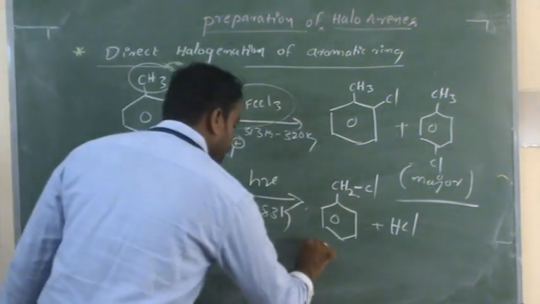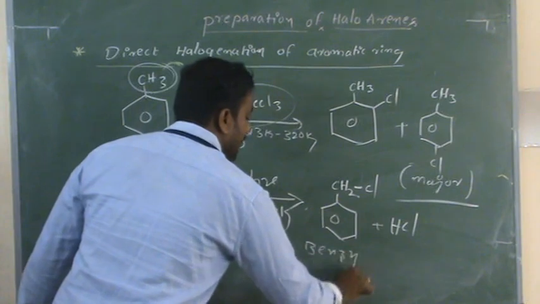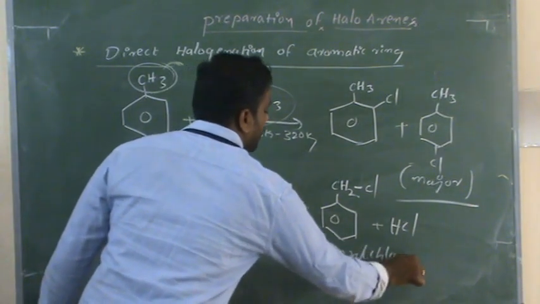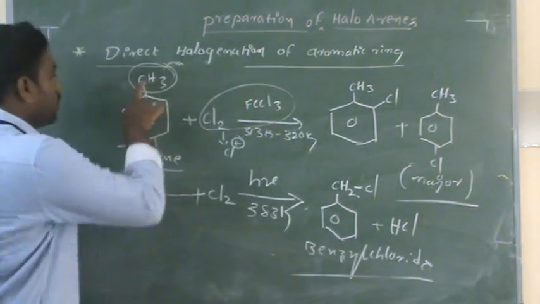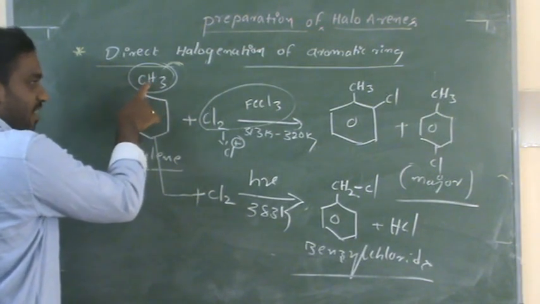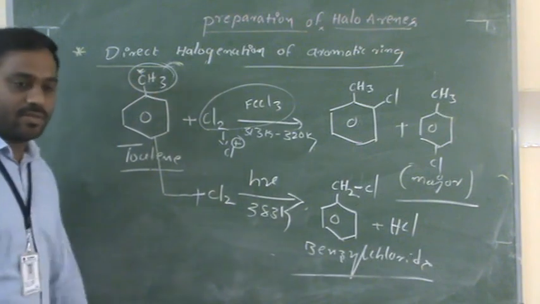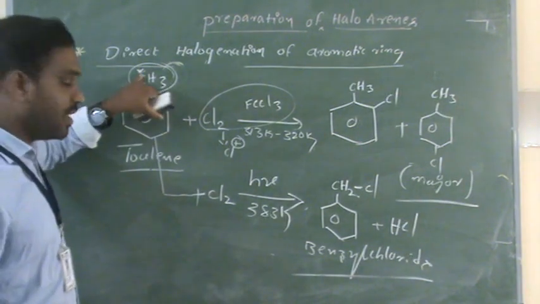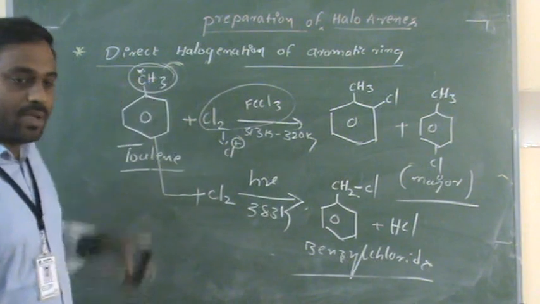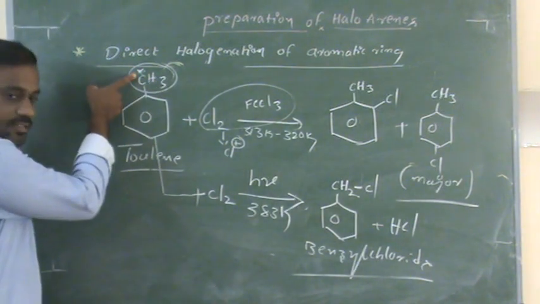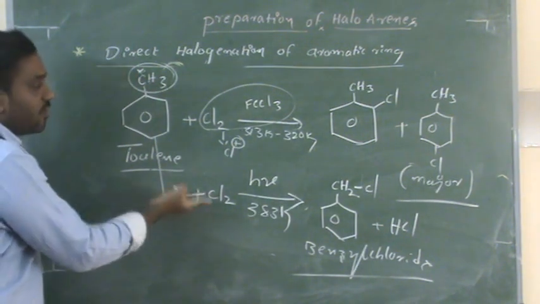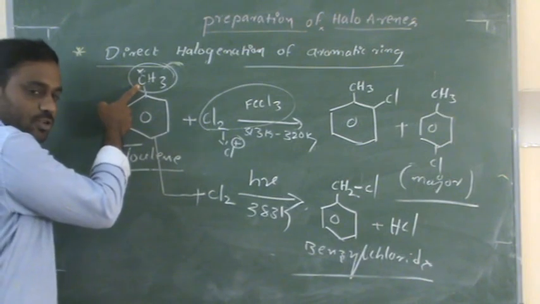This I can call as benzyl chloride. This position I can call as a side chain, and this carbon we can call as a benzyl carbon. Now the halogen is going to attack at the benzyl position.